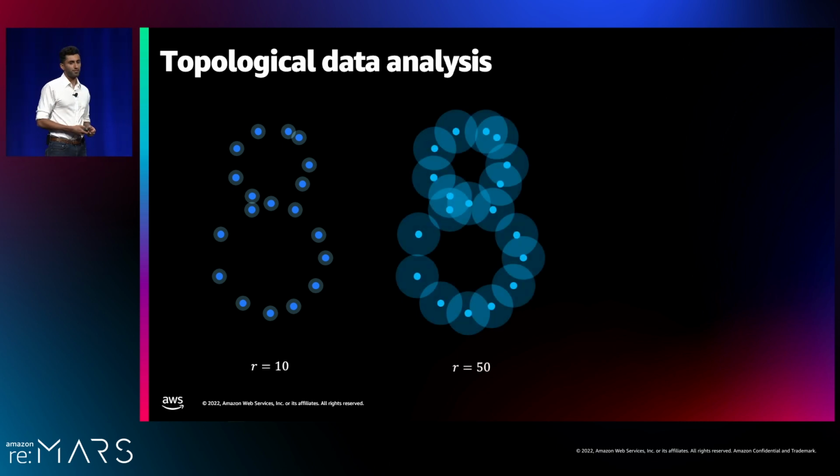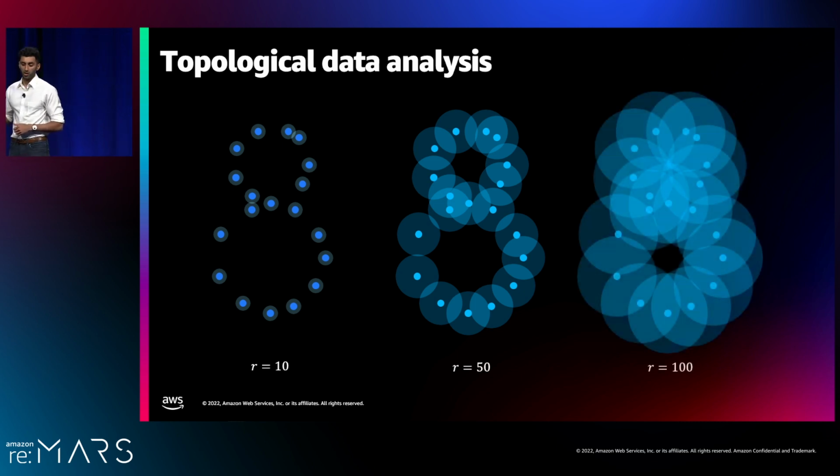But at r equals 50, you start seeing the real structure of this data. There are clearly 2 massive holes. And then at r equals 100, some of these holes start getting filled in. So the top one did not survive, but the bottom one survived. This is another piece of information that you can get about your data, about the holes, is how long do they survive. That tells you how important they are and how big they are.